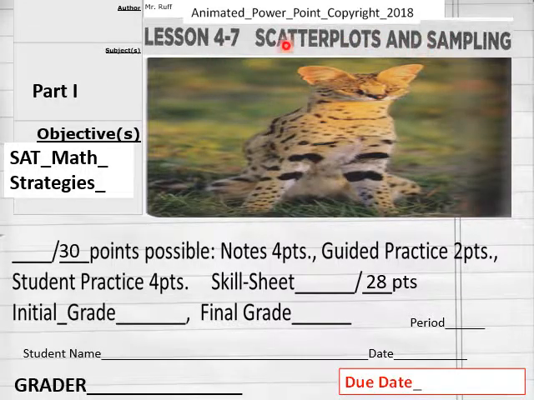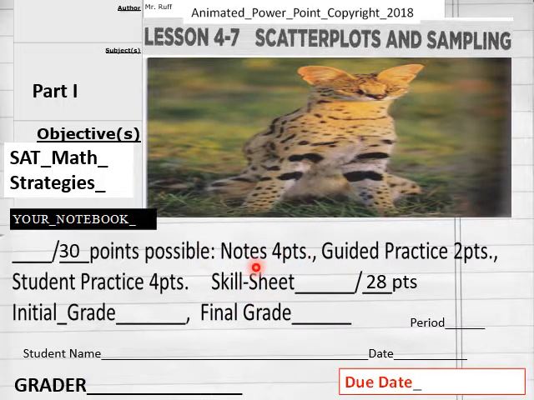4.7 scatter plots and sampling. We've got 30 points of notes here, and then a skill sheet for 28 points, which is not included with this video. If you want the skill sheet, contact me, but we do have 30 points here that you can take notes off this video.